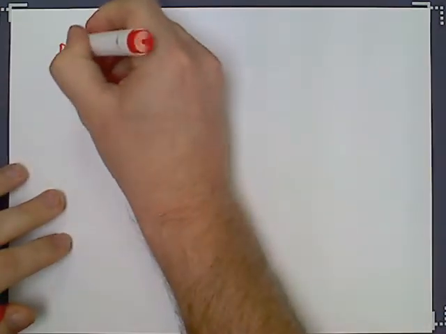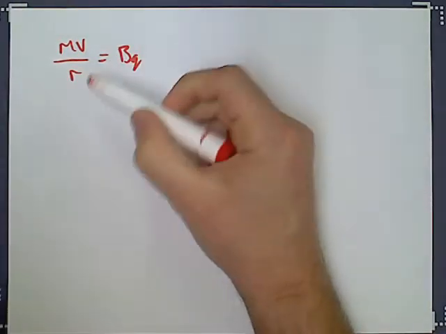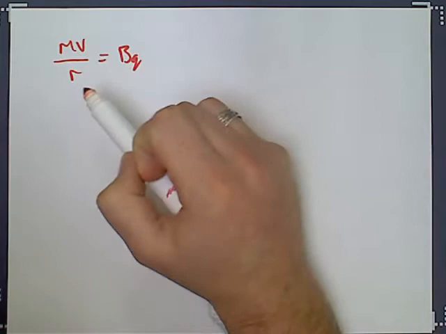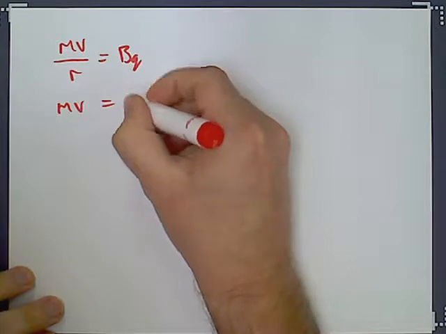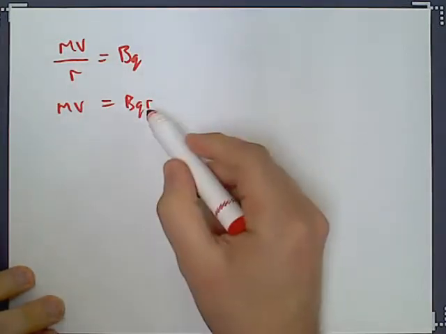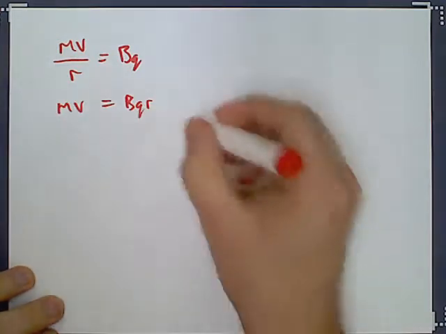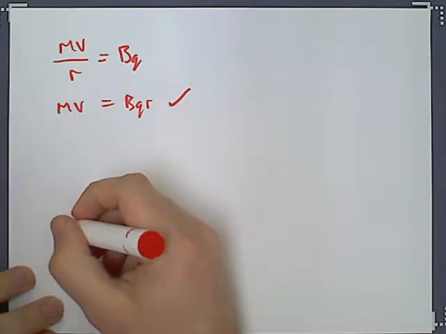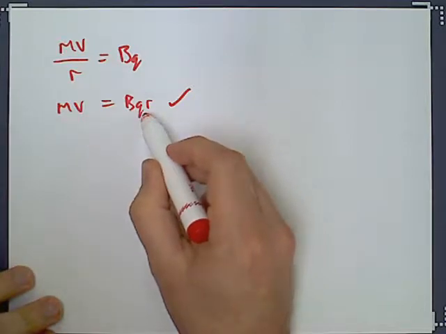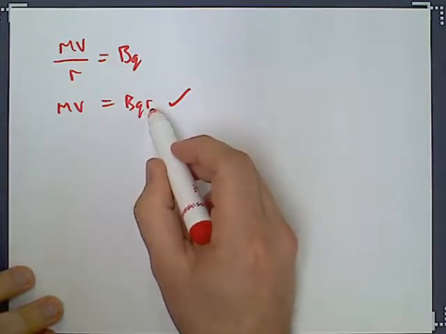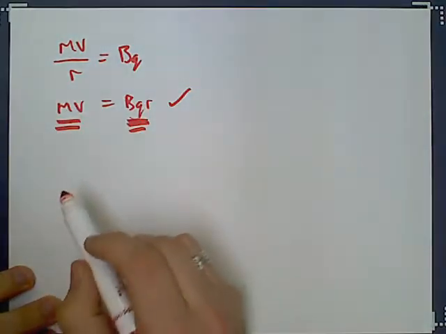So the relationship was mv over r is equal to BQ. But we can also go mv is equal to BQr. Well, mv equals BQr is the momentum. mv is momentum. Very useful equation, that one. So we can work out the momentum of a particle by calculating the charge times the radius of the circle it's moving in times the magnetic flux density, and you can work out the momentum, and vice versa. Very useful.